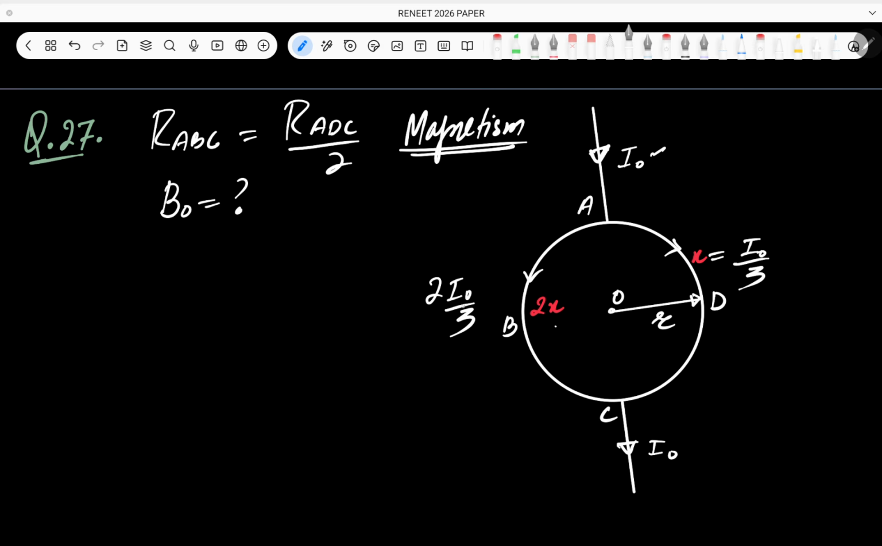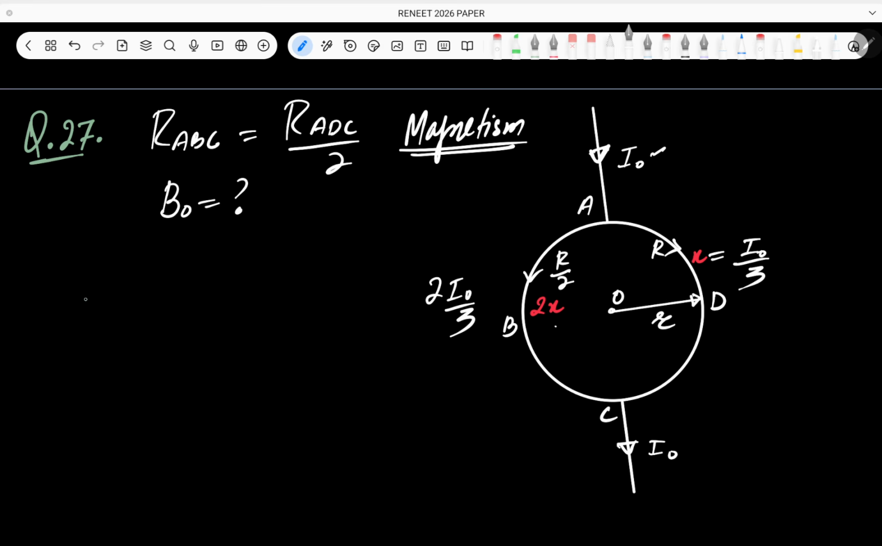And the ratio is also equal to 2:1, because the resistance of ABC, for example this ADC, is R, so this one's resistance is R divided by 2, which means the current here will be double compared to this. Okay, all right, it's the current divide rule.